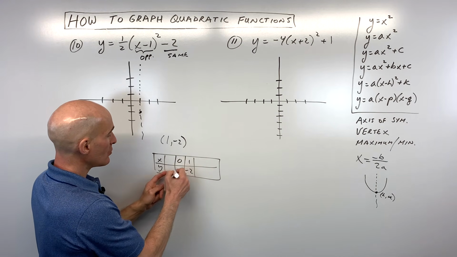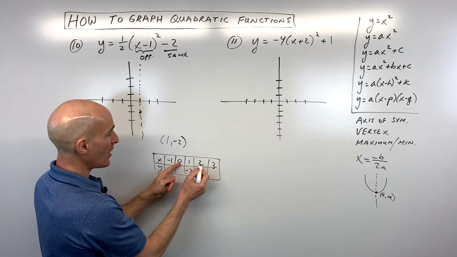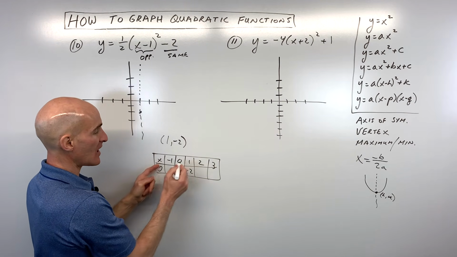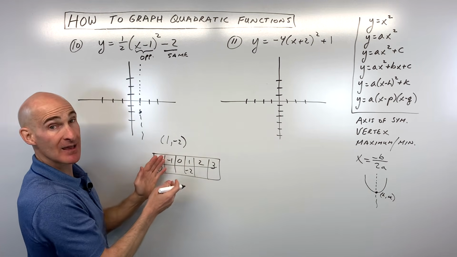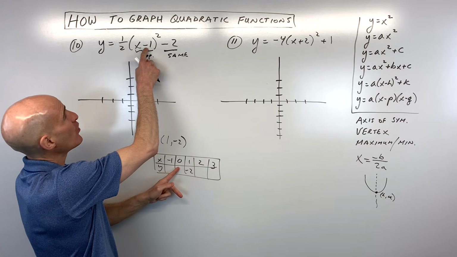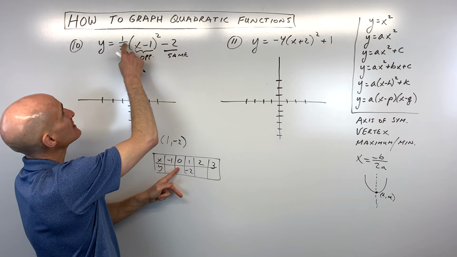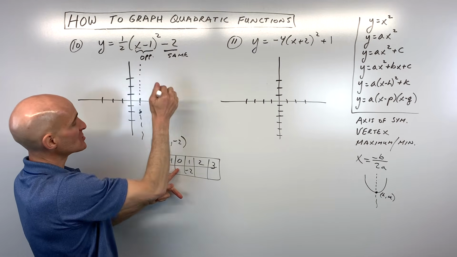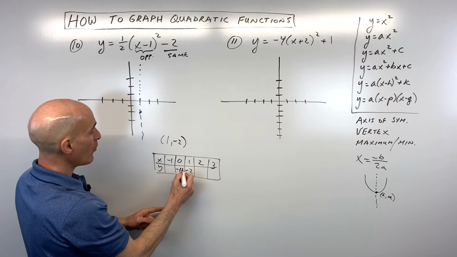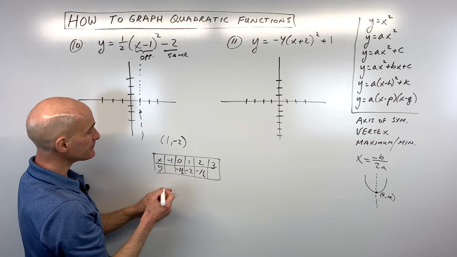So I'm going to put 0 and -1 and 2 and 3. All I'm doing is adding 1 or subtracting 1, adding 2 or subtracting 2. So it's basically the same on both sides. Let's put 0 in. 0 is usually easy to work with. 0 minus 1 is -1. -1 squared is +1. Times 1/2 is 1/2. Minus 2 is -1.5. So that means this one over here is also -1.5.